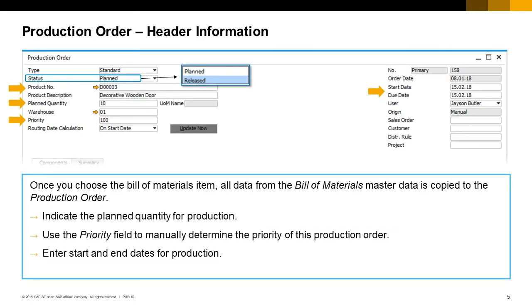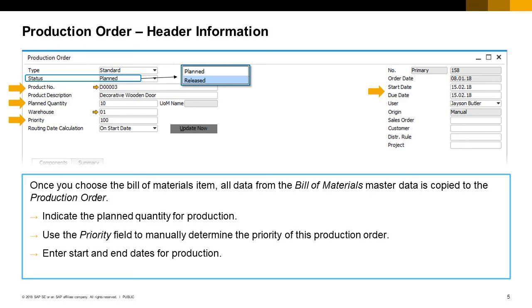This is the header of a production order for a decorative wooden door BOM, bill of materials. Once you select the item to produce in the Product No. field, the data is copied from the bill of materials document to the production order. At the header of the document, in the planned quantity field, the production manager indicated that he wants to produce 10 decorative wooden doors. The base quantity of components in the rows is multiplied by this planned quantity.